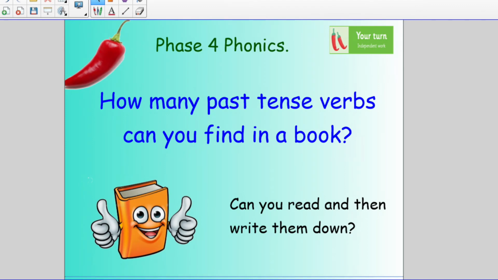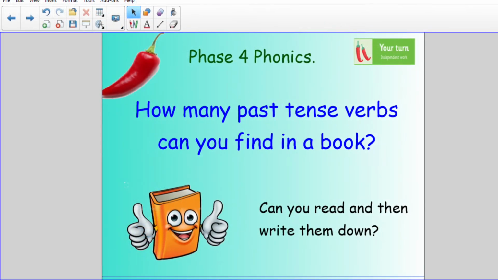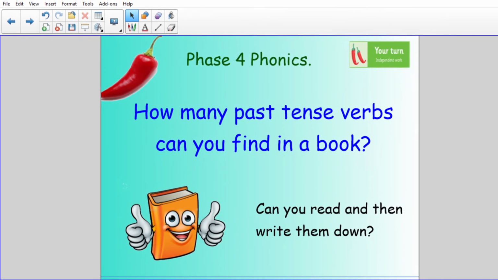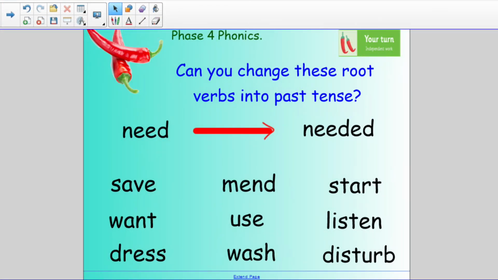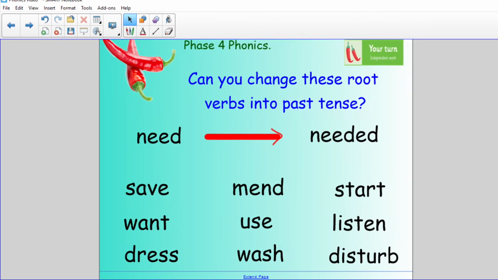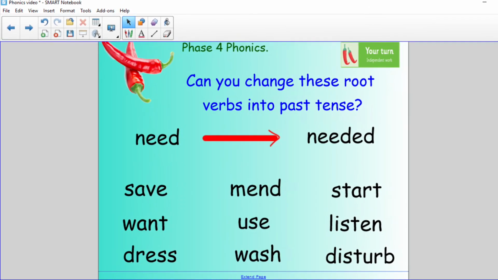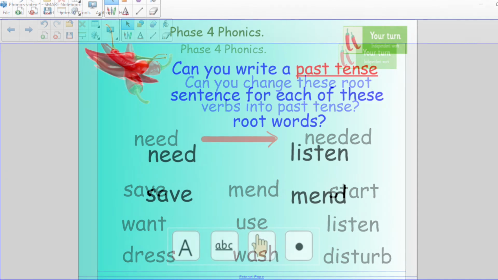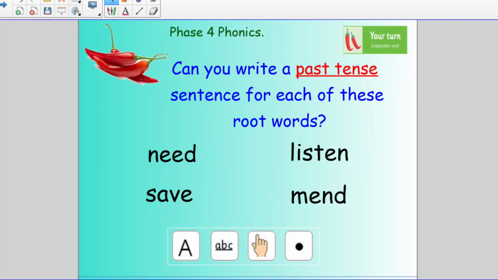How many past tense verbs can you find in a book? Can you read them and then write them down? Can you change these root verbs into past tense? Write the root word down, put an arrow, and then write the past tense word. Just like the example. Can you write a past tense sentence for each of these root words? Don't forget the spelling rule.